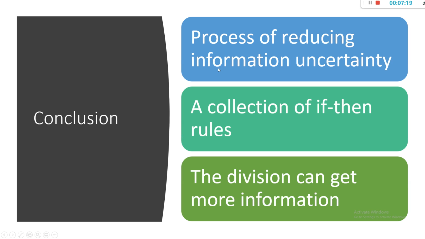Finally, in conclusion, we can conclude that decision trees are the process of reducing information uncertainty. We can even think of it as a collection of if-then rules. We can get more information and reduce more uncertainty every time we decide. This is the randomness inside a thing, that is, uncertainty. If a division reduces the uncertainty of a thing, it means that the division can get more information.